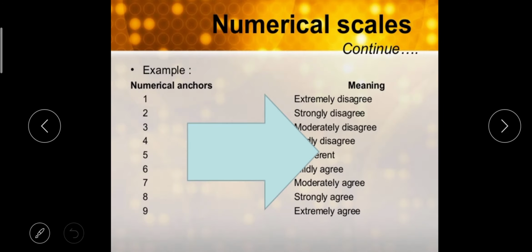I'll just tell you an example. You can see here a numerical anchor. I have given 1 to 9. Extremely disagree, if you give 1, means you do not agree with my statement. Strongly disagree, moderately disagree, hardly disagree, or you do not disagree at all. Then mildly agree, moderately agree, strongly agree, or extremely agree. So based on where you give your mark, if you say you are giving 7, it means you moderately agree with my opinion. So this is called a numerical scale.